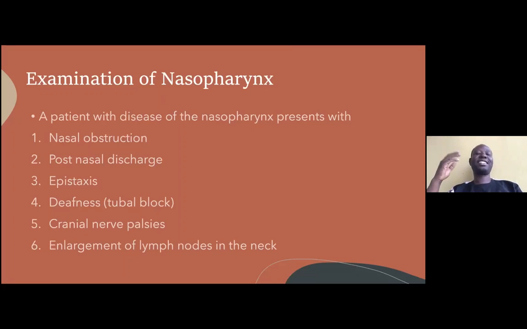nasal obstruction, postnasal discharge, epistaxis. There could be deafness from tubal blockage. The eustachian tube opens into the nasopharynx. So if there's a mass in the nasopharynx which blocks the eustachian tube opening, the person can present with deafness. There could be cranial nerve palsies. Usually cranial nerves 5, 6, 7, 8, 9, 10, 11, 12 can be affected from diseases of the nasopharynx or nasopharyngeal tumors.